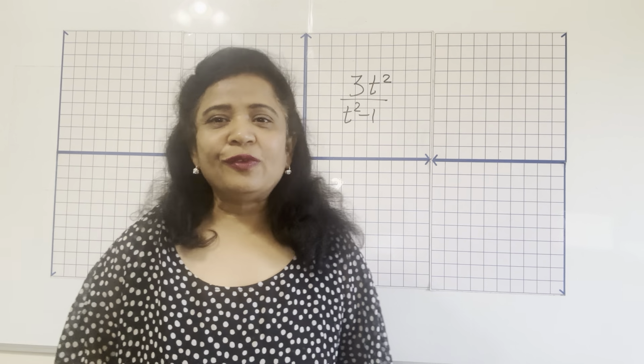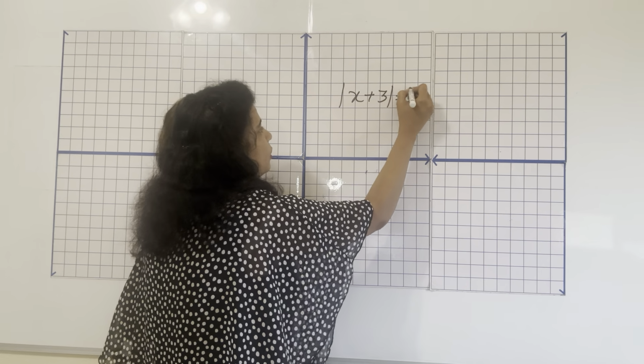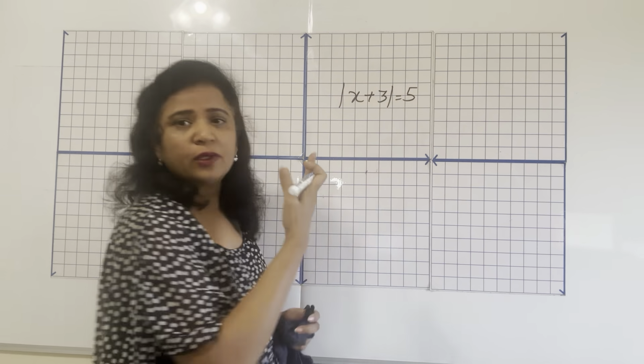As I said, the absolute value of x plus 3 is equal to 5 is one of the equations we have. Now we have to see what restriction we can have in this particular equation. Whenever you have an absolute value, it has a positive value as well as a negative value. So that means x plus 3 can be 5, or negative (x plus 3) can be equal to 5, right?